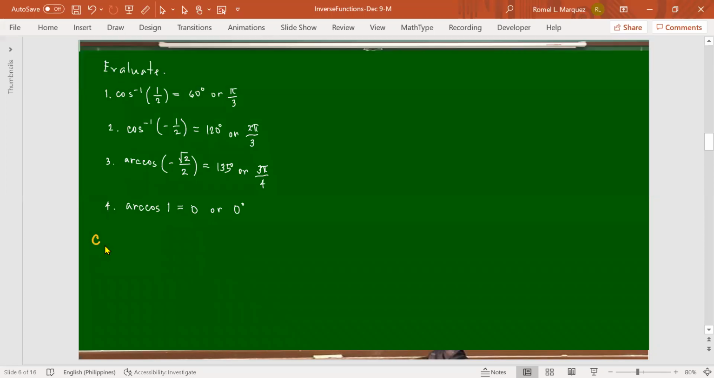Okay, so let's have letter C. This time, the inverse tangent function.